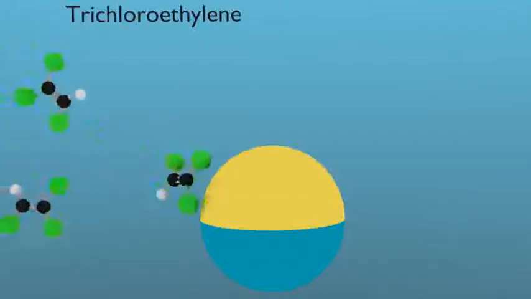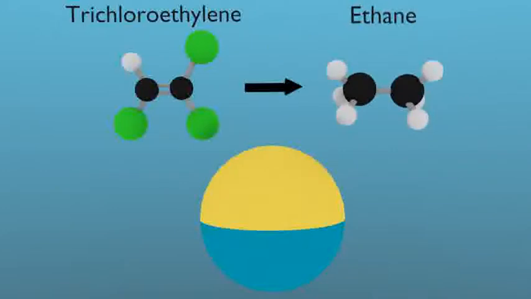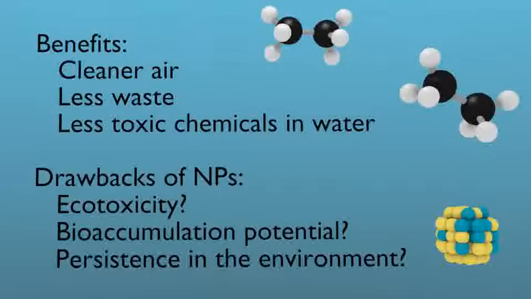On the molecular scale, the palladium on gold nanoparticle absorbs the TCE, catalyzes conversion to ethane, and then the ethane is desorbed from the nanoparticle. Overall, the benefits of using this technology lie within the fact that we are converting TCE to a benign compound that poses no or little risk to humans and the environment, while creating less waste in the process.